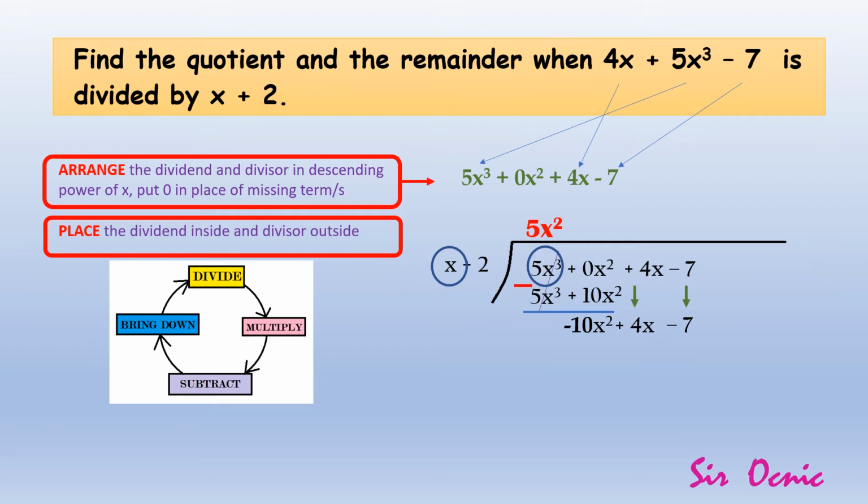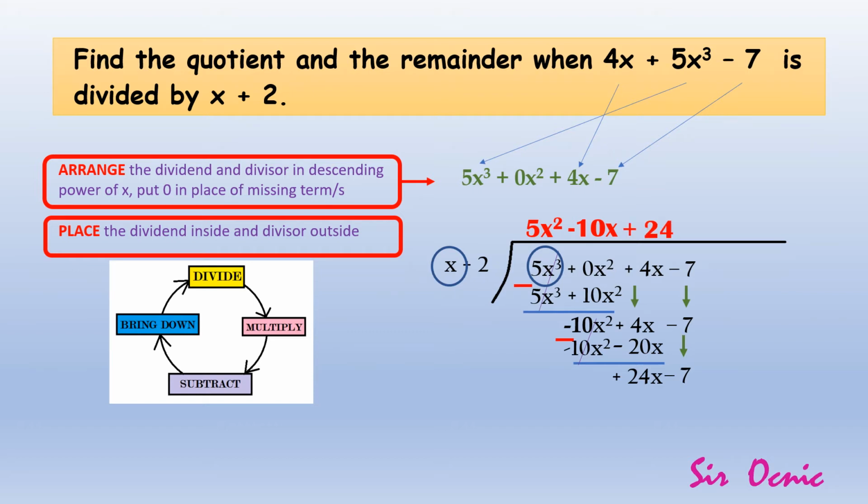Negative 10x squared divided by x is equal to negative 10x. Negative 10x times x equals negative 10x squared. Negative 10x times 2 equals negative 20x. Subtract the terms. We will then have positive 24x. Bring down negative 7.